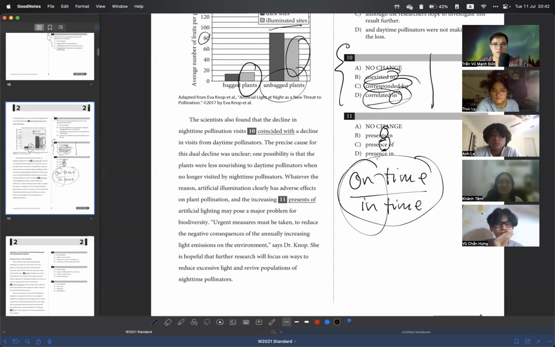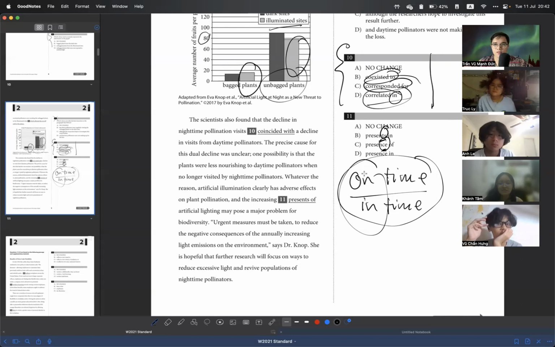And when they take the SAT, they tend to overlook things. For example, they don't say present or presence clearly. They say present in, present of. It's essentially the same, so you can very easily gloss over many of the tiny details.